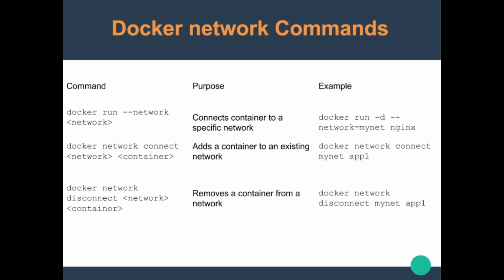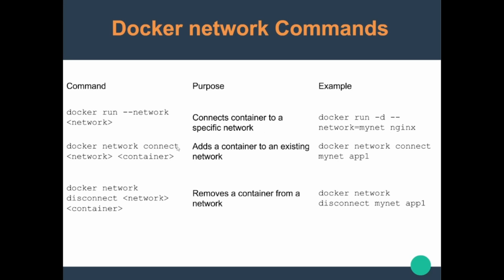Also, if you see here, you can run with that network. For example, here we have docker run with the network option and the network name. Here you can connect a container to a specific network. For example, we have an Nginx container, and we want the network mynet attached to this Nginx so that our Nginx server will work through this network only. That might be bridge as well. So we can use this command.